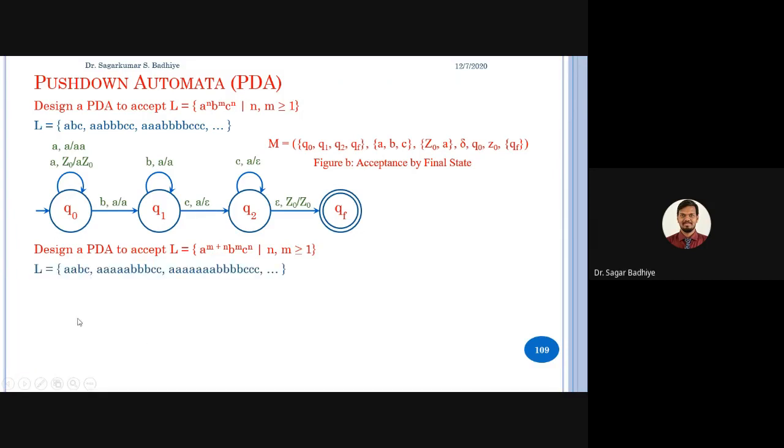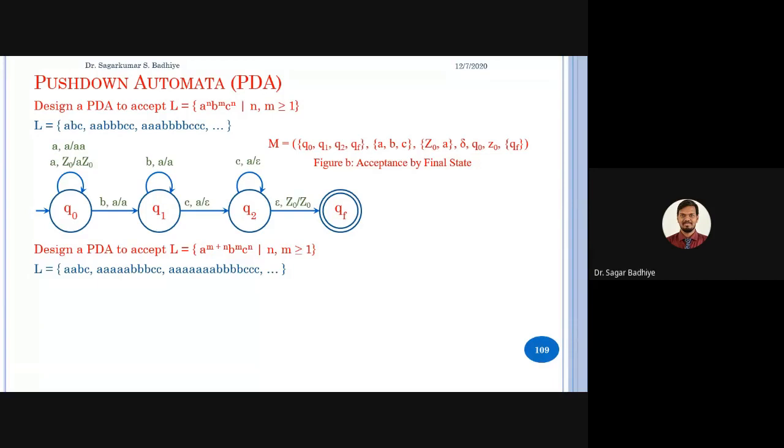So the language will be, if there are two A's, then there can be one B, one C, right? Because both should be greater than equals to 1. So in this case, minimum string will be A, B, C. If there are three B's and two C's, so there should be in all five A's, right? So if five A's are there, then there can be two B's and three C, one B and four C, or vice versa.